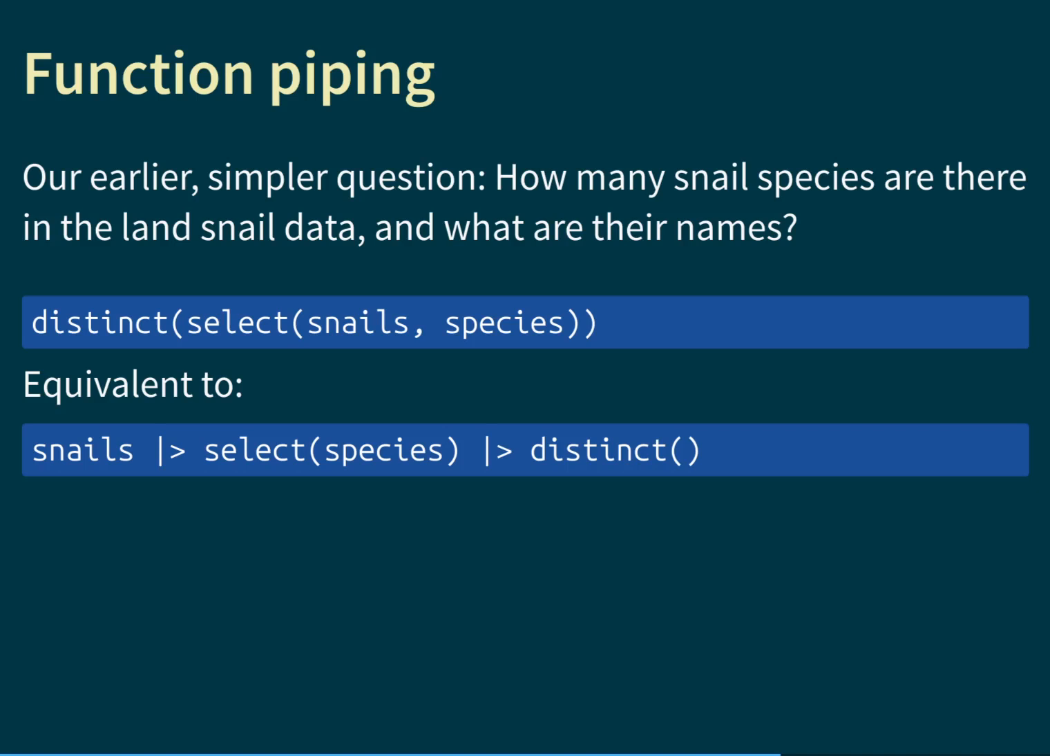And notice that something very convenient has happened here. We no longer need to specify as the first argument to these functions the table that we worked with. Why not? Because that is exactly what the pipe does automatically. So again, remember, the pipe silently substitutes in as the first argument of a function whatever is to the left of the pipe. So if we have snails, pipe, select species, that translates literally to select snails, comma, species. And then we repeat that when we go on to the distinct function.